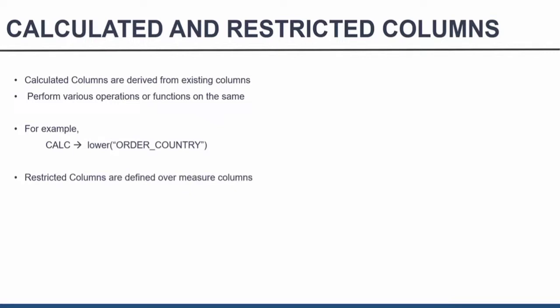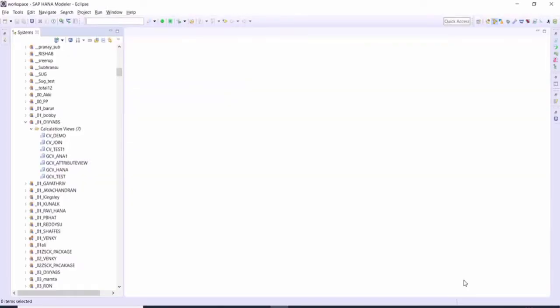Restricted columns are defined over measure columns with a where condition on attribute columns. For example, we can create a new column called restrict in the output, which has the order amount only for the country Great Britain. Now we shall see a demo on calculated columns and restricted columns.